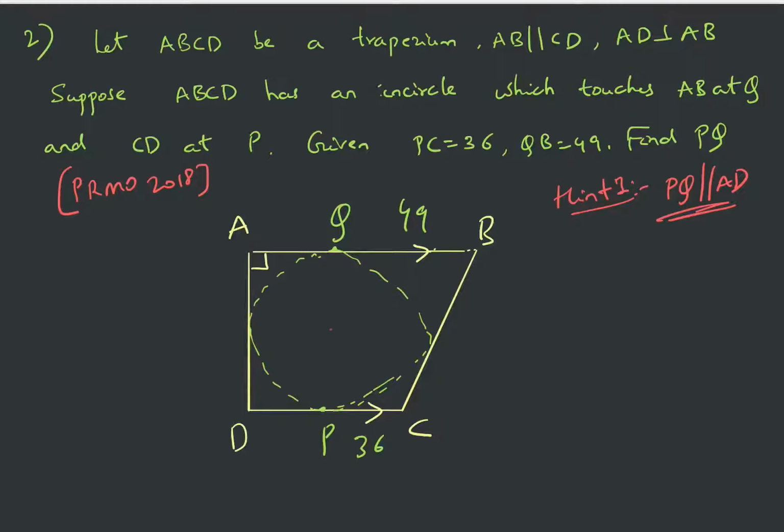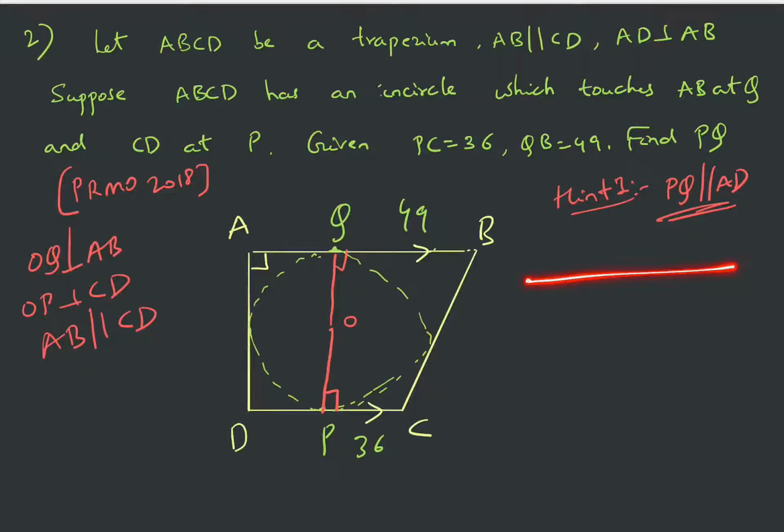Yes, so let us assume that O is the center of the circle. If I join OP, it will be perpendicular to DC, because the line joining the center to the point of contact is always perpendicular to the tangent. Similarly, OQ is perpendicular to AB. So OQ is perpendicular to AB, OP is perpendicular to CD, and AB is parallel to CD. So there are two lines which are parallel to each other.